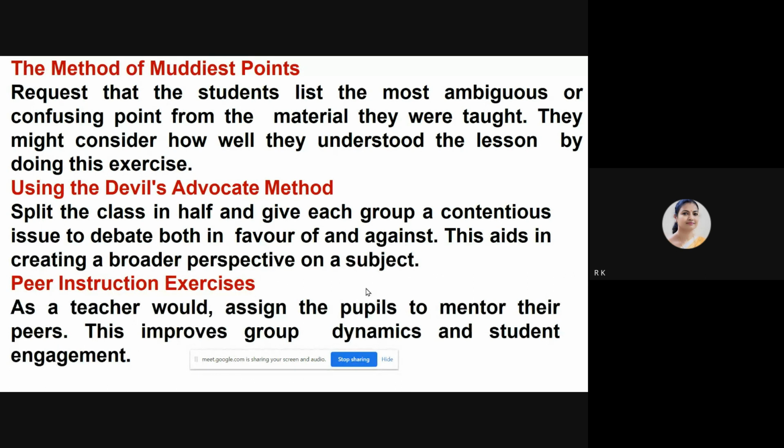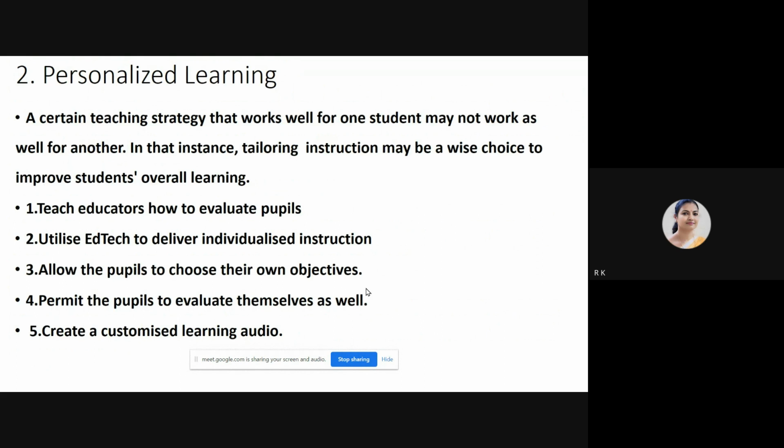The next one is the devil's advocate method. Split the class in half and give each group a contentious issue to debate, both in favor and against. This aids in creating a broader perspective on a particular subject. Obviously, a lot of constructive conflict will be there, but still you can manage the class. Peer instruction exercises: the teacher assigns pupils to mentor their peers. This improves group dynamics and student engagement.